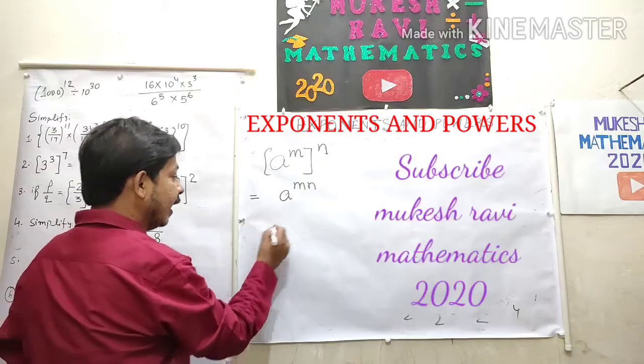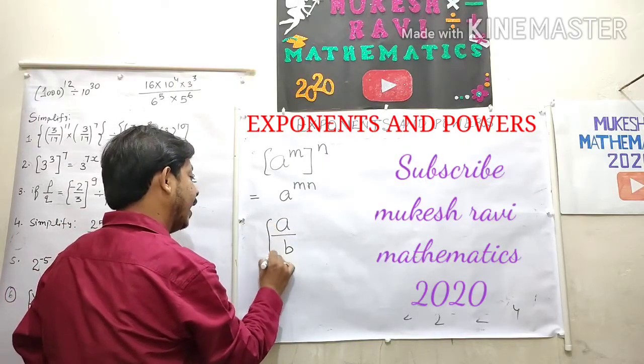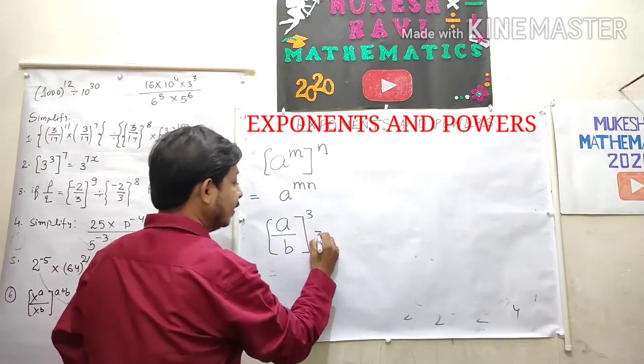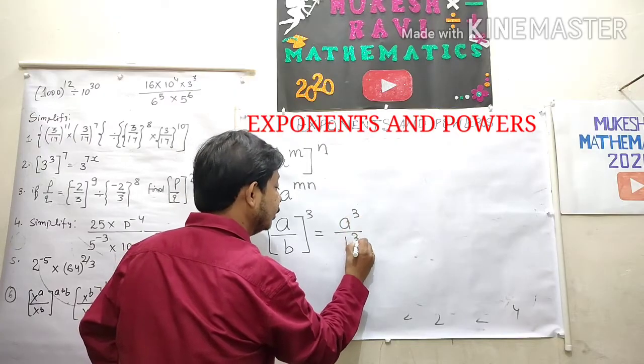Suppose I write a by b, the whole to the power 3. So we can write separately, a cube upon b cube.